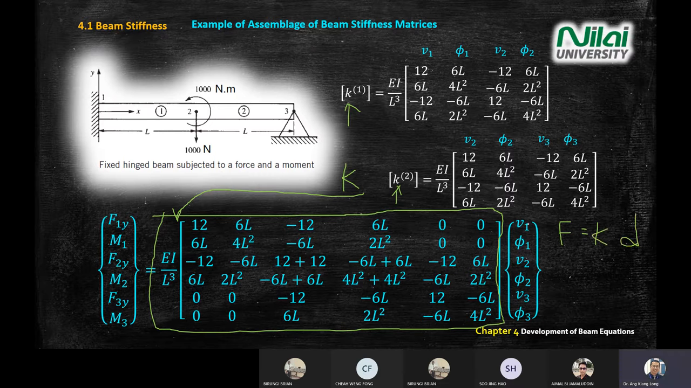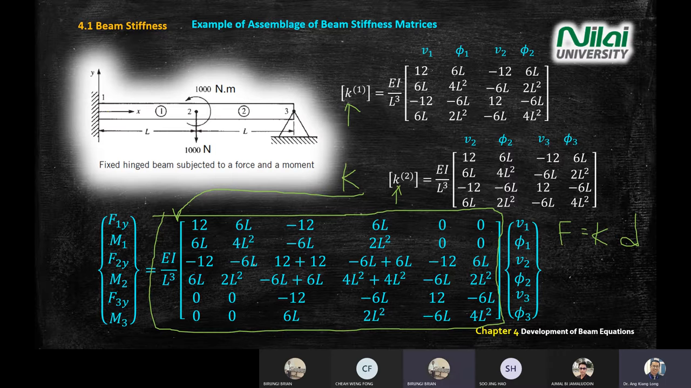Okay, so displacement, you can see here, 3 points, you have 6 parameters there: V1, rotation 1, V2, rotation 2, V3, rotation 3. And then on the left, you have force and moment, 3 sets. Okay, because each point gives you 2 displacements.